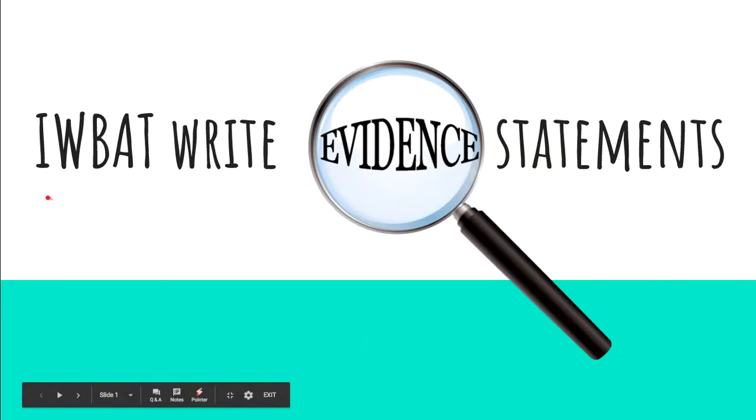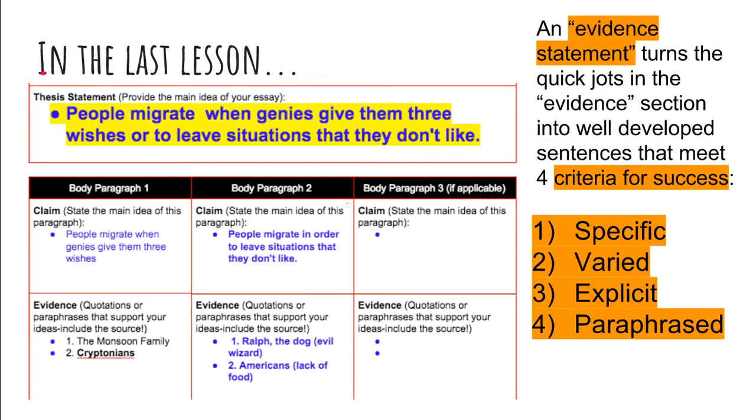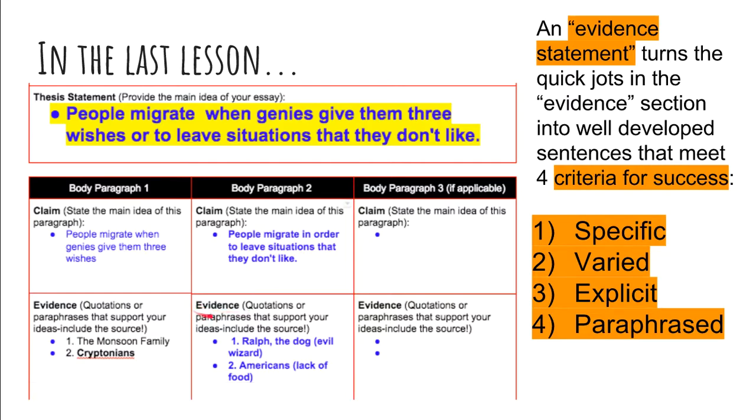Okay, hello innovators. In this lesson, you will be able to write evidence statements. In the last lesson, we analyzed the evidence that we had in our evidence organizer to then work backwards to create claims for our body paragraphs. And then we combine those claims to make a thesis statement for the whole essay.